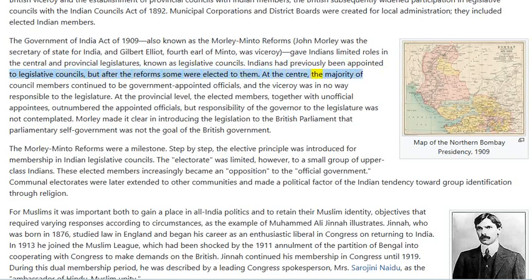At the centre, the majority of council members continued to be government-appointed officials, and the Viceroy was in no way responsible to the legislature. At the provincial level, the elected members, together with unofficial appointees, outnumbered the appointed officials, but responsibility of the governor to the legislature was not contemplated. Morley made it clear in introducing the legislation to the British Parliament that parliamentary self-government was not the goal of the British government.